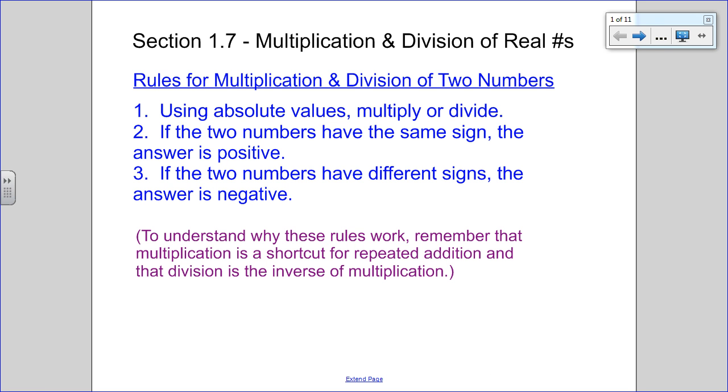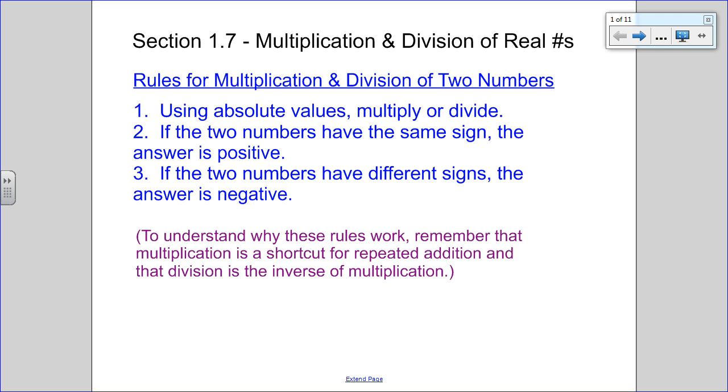Section 1.7 of your textbook deals with multiplication and division of real numbers. There are some simple rules that can be followed when multiplying or dividing two positive or negative numbers. First, to determine the absolute value of the answer, simply multiply or divide the absolute values of the two original numbers. Then, to determine the sign of the answer, look at the signs of the two original numbers.